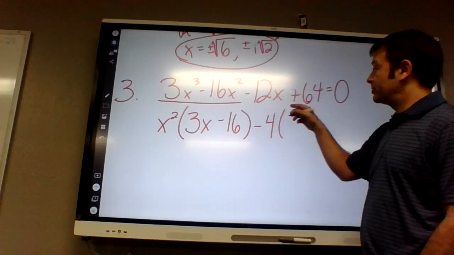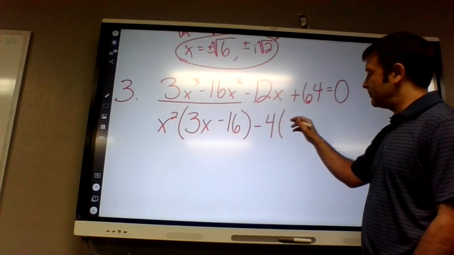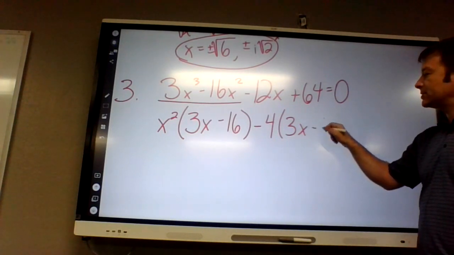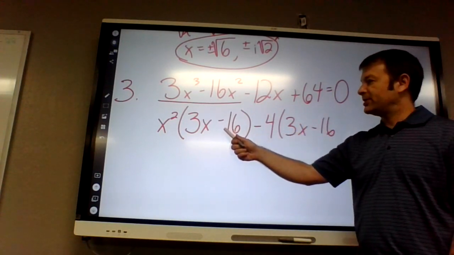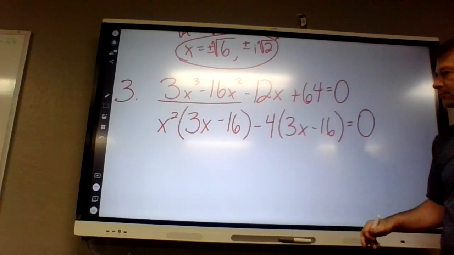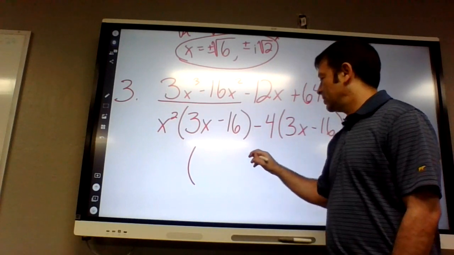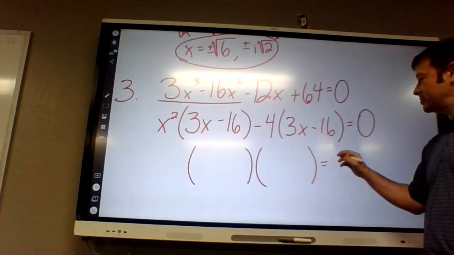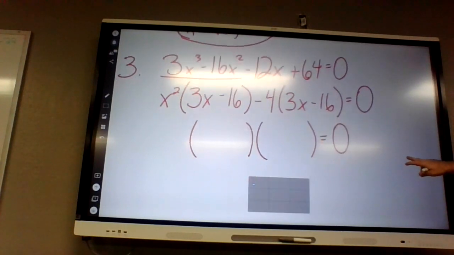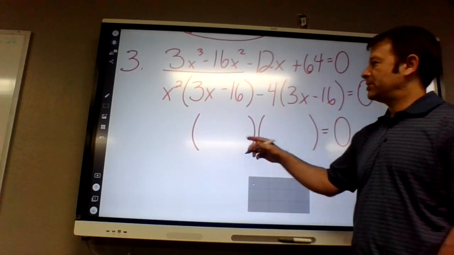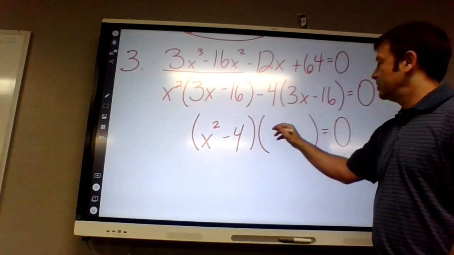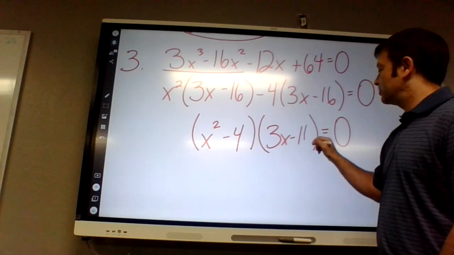So that would leave me with negative 12 divided by negative 4 is 3x. 64 divided by negative 4 is minus 16. Remember I said it's got to match that one. And then there's 2 sets of parentheses. You guys remember how I did this? Stuff on the outside goes in one set of parentheses, x squared minus 4. The inside stuff goes in the other.